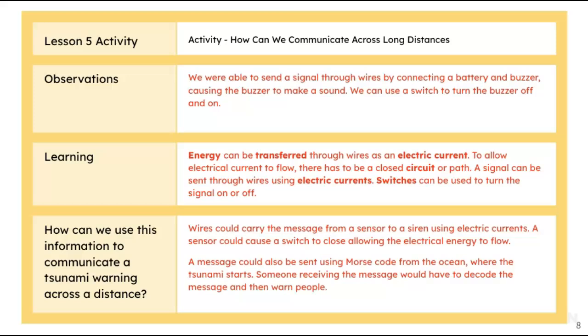From the discussion, students should understand that wires could carry the message from a sensor to a siren using electric currents. A sensor could cause a switch to close, allowing the electrical energy to flow. A message could also be sent using Morse code from the ocean where the tsunami starts. Someone receiving the message would have to decode the message and then warn people.